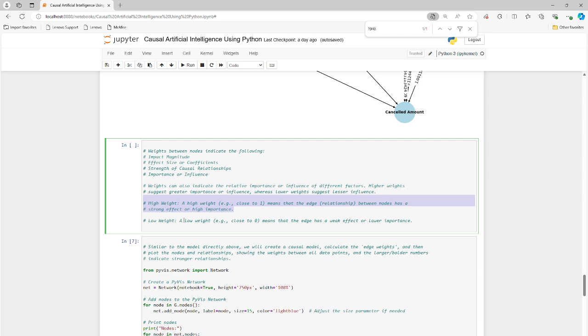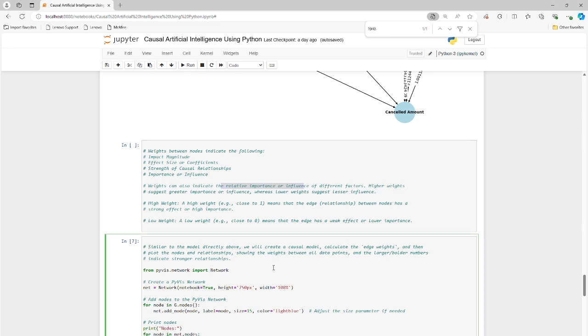A low node weight, close to 0, means that the edge has a weaker effect and is of lower importance, right? But the weights can also indicate relationships that are relative to the influence of different factors, with higher weights suggesting greater importance or influence and lower weights showing less influence, right? And that's what we would expect. So let's go down here to see a visual rendering of a PyViz graph analysis.